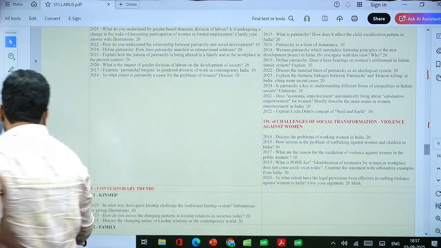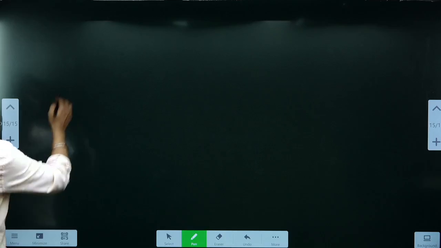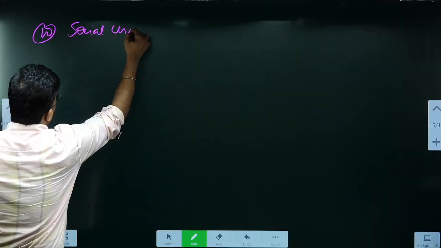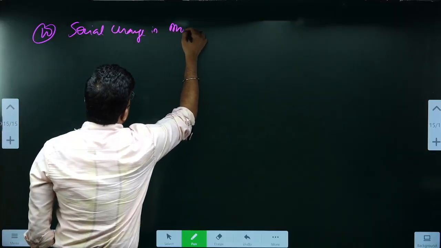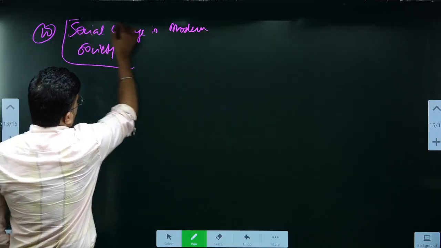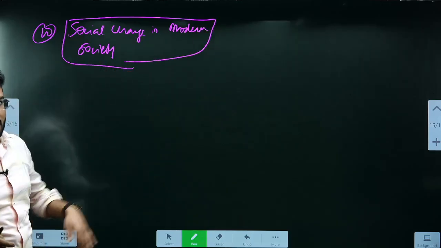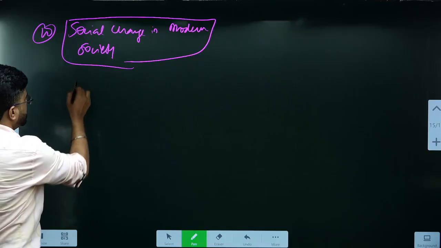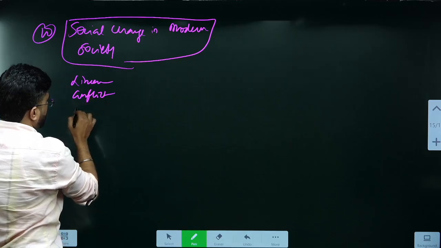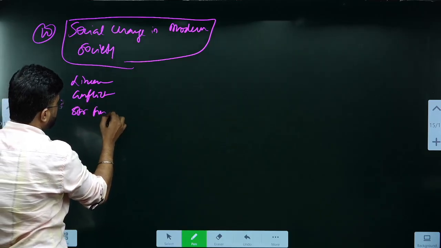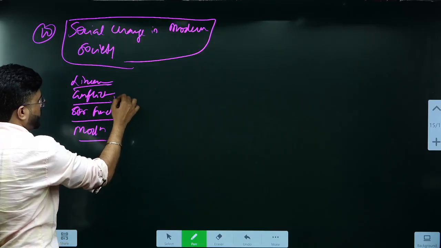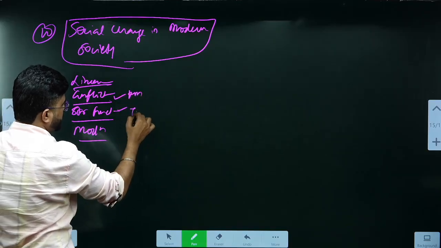Okay, now we are left with one chapter of paper 1, chapter 10, social change in modern society. Now here you read about theories of social change: linear theories of social change, conflict theory of social change, structural functionalist theory of social change, modern theory of social change. Now conflict theory is about Karl Marx, structural functionalist Talcott Parsons.